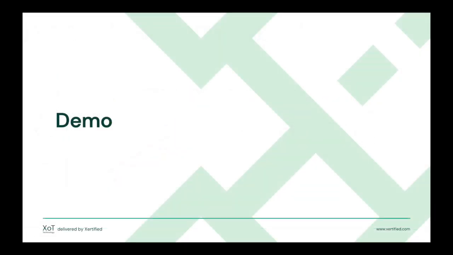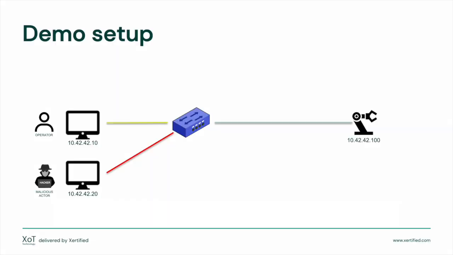We'll now proceed with the demo. The setup looks like this. We've got two computers, one with a red cable, which is the malicious actor, and the operator has a green cable. So they can both access the OT device because they are on the same LAN.